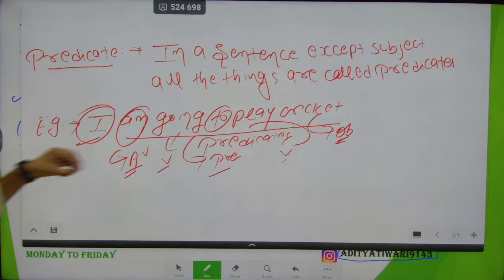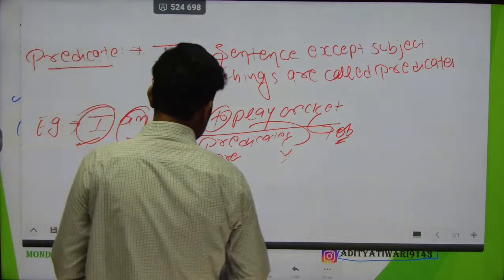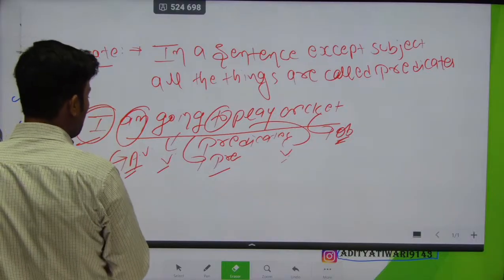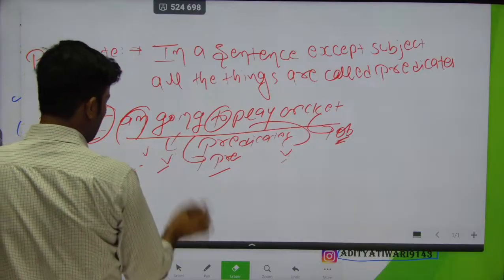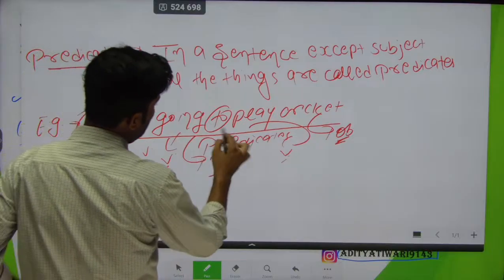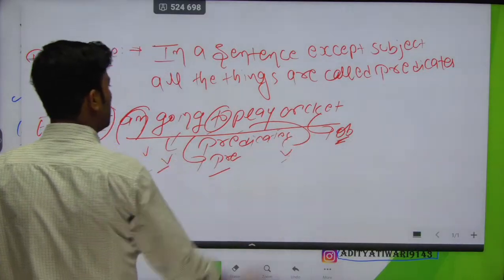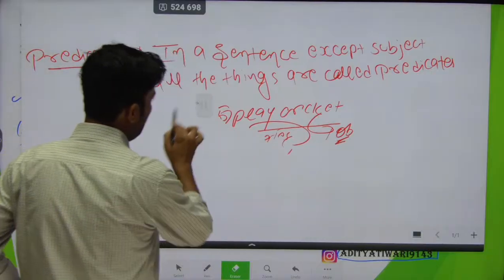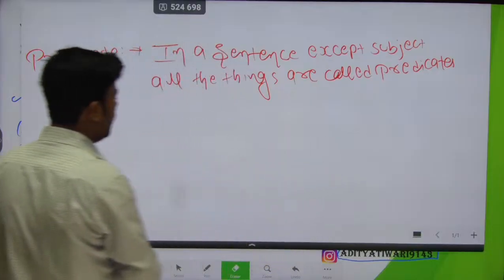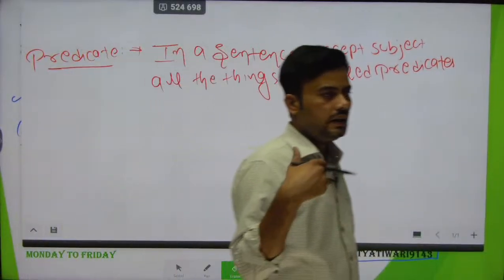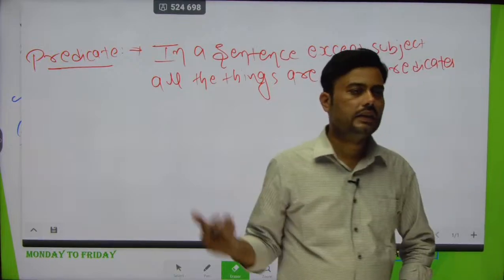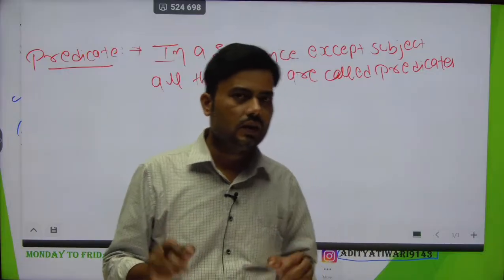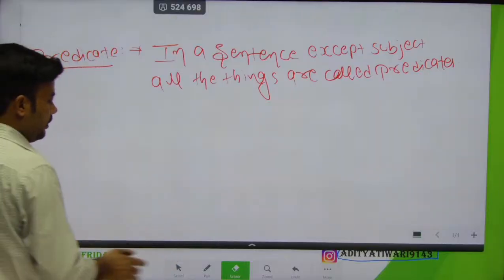So see what I told you. Here I said, "I am going to play cricket." In any sentence, if anything comes after the subject, whether it is an auxiliary verb, a verb, a preposition, or the main verb or cricket, everything will be called the predicate. In a simple way, in any sentence after the subject, whatever parts of speech come, whether a noun, pronoun, verb, adverb, adjective, or article, everything will be called the predicate.